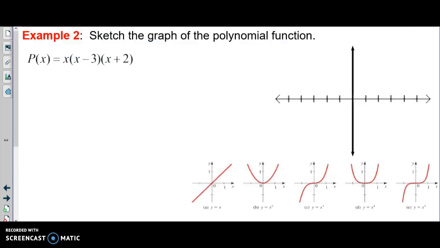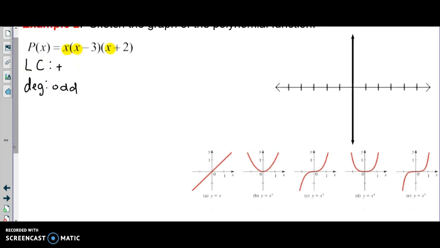Okay, so here's an example of how we're going to apply that rule. It says sketch the graph of the polynomial function. I listed out here all the functions. So we have p of x equals x times x minus 3 times x plus 3. First thing I want to look at is what's going on with my leading coefficient and my degree. Notice here you have a set of x's. So our highest degree is going to be x cubed, so it's going to be odd, and our leading coefficient is going to be positive. So that's first, by listing that out.